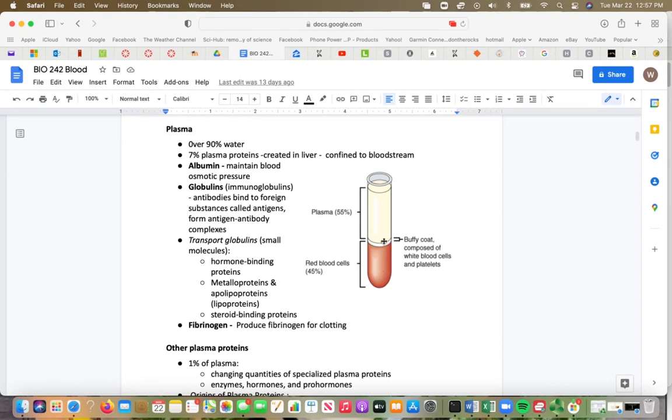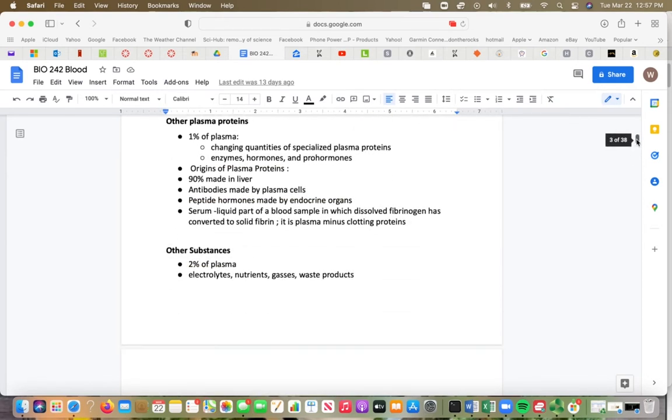And then this little white layer here they call the buffy coat is where you're going to have the white blood cells and platelets. So fibrinogen is used to produce fibrin that is used for clotting. Other plasma proteins are about 1%. They will vary in their quantities. You can have enzymes, hormones, and prohormones that are used to make hormones.